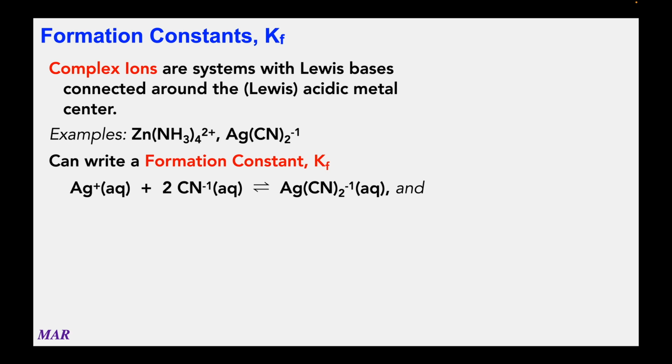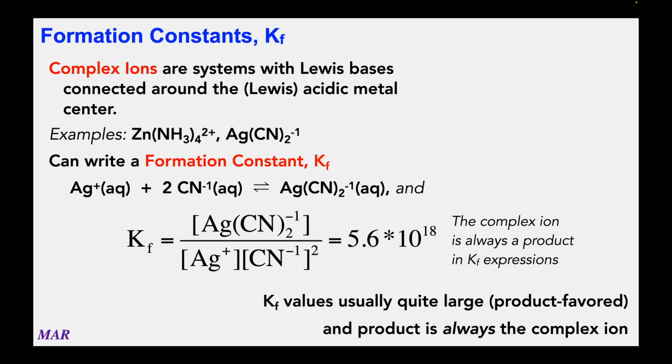If you wanted to write a formation constant for the Ag(CN)2 - ion, this is what it would look like. Again, the complex ion is the product, and the ions that go into it will be the reactants. So Ag+ and 2 cyanides, while the product will be the complex ion. Kf here will be, again, complex ion on top, the ions that go into it on the bottom. So Ag(CN)2 - on top, Ag+ on the bottom, CN- on the bottom, squared. Kf comes out to be 5.6 times 10 to the 18th. Again, super product favored. These things are ready to form at just about any notice. Very, very large. Expect a complex ion, basically, if you know it's out there.